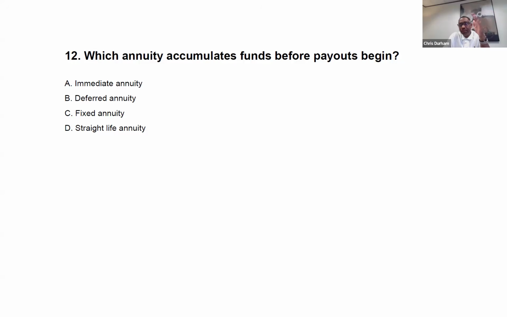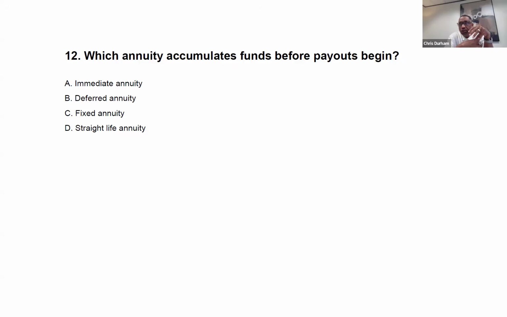Straight life annuity. A life annuity pays an income for the life of the annuitant, and it pays the highest monthly check. So whenever you see straight life, the question is going to be the highest monthly income. I use the analogy on the video: big check, no Benny. Straight life gives you the largest check with no beneficiary. So it would be deferred.